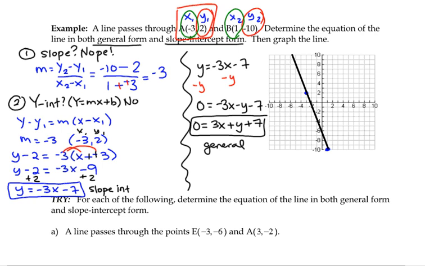Now, in a question on a unit exam, I won't ask you to write both forms. I'll probably just tell you to write it in one form or the other. If I ask you to write in general form, then we really have to do all this work to get there. If I asked you to write in slope intercept form, we would have been finished at y equals negative 3x minus 7. A question like this on a unit exam is probably worth about 4 marks at least, because there's a lot of work to be shown.